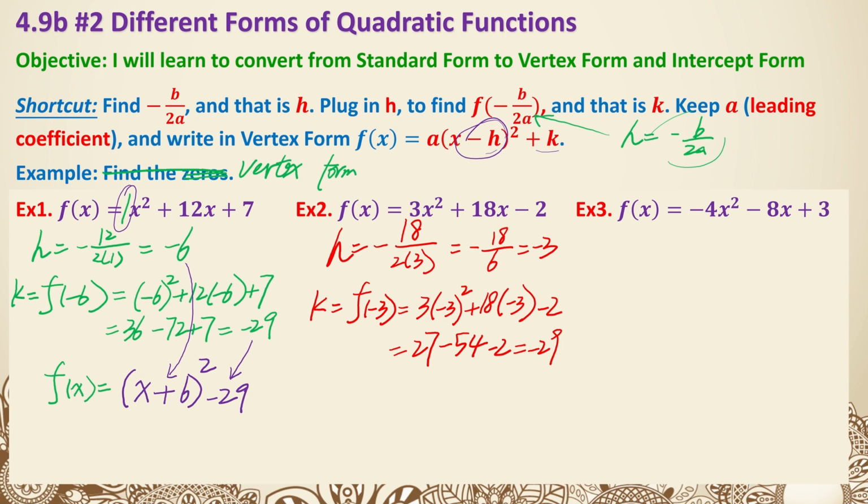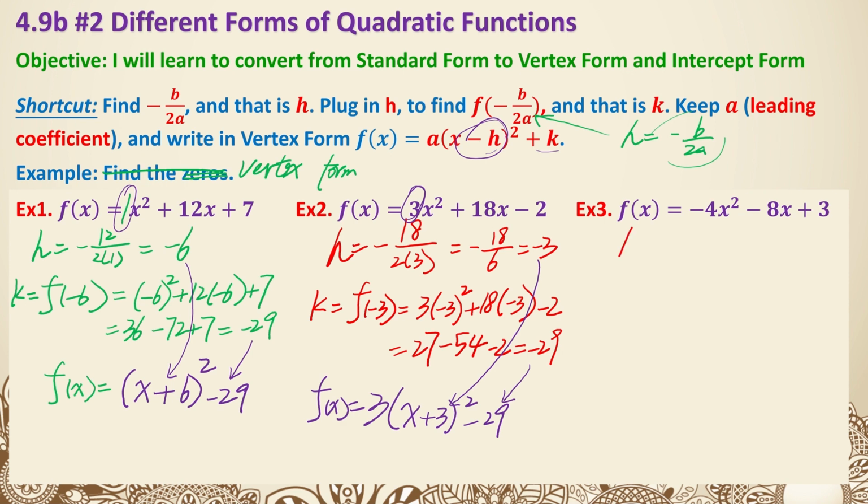Now let's write the vertex form. f of x equals, don't forget the leading coefficient, which was the 3. And then x, this h always has to be the opposite, so it's plus 3 squared. And then the k on the end, which is minus 29. There you go. That's example 2.